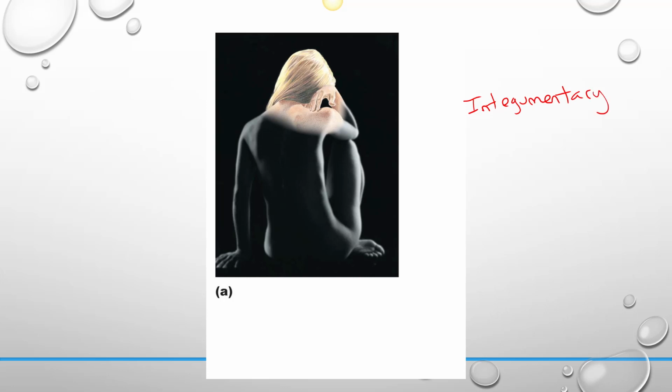So for each one of these organ systems, it's good to know the name of it, some major organs within that organ system, and some of the major functions of that organ system. So again, this one is the integumentary system. Major organs include the hair, skin, and nails. And the major function is it serves as a barrier to protect the body.